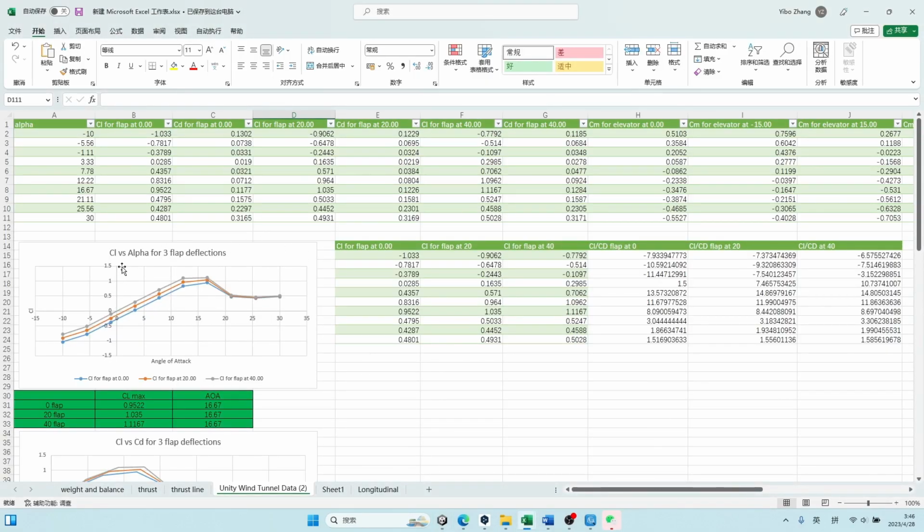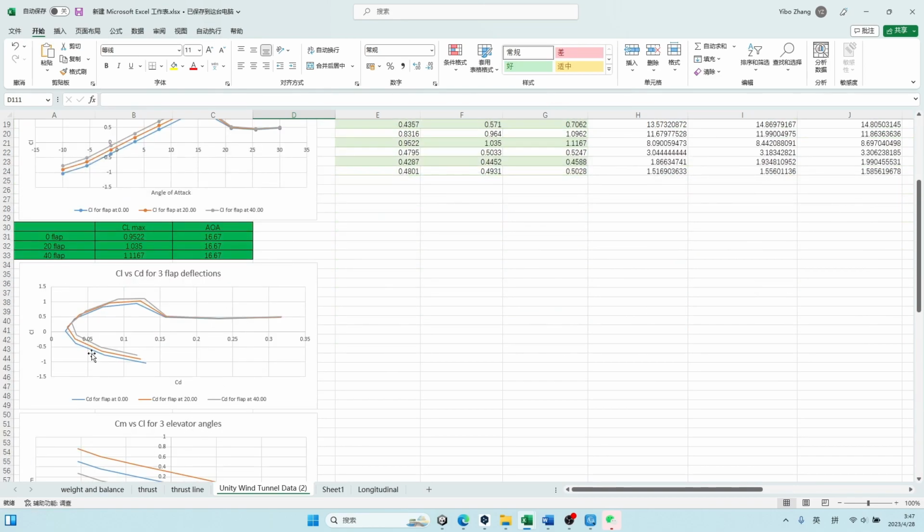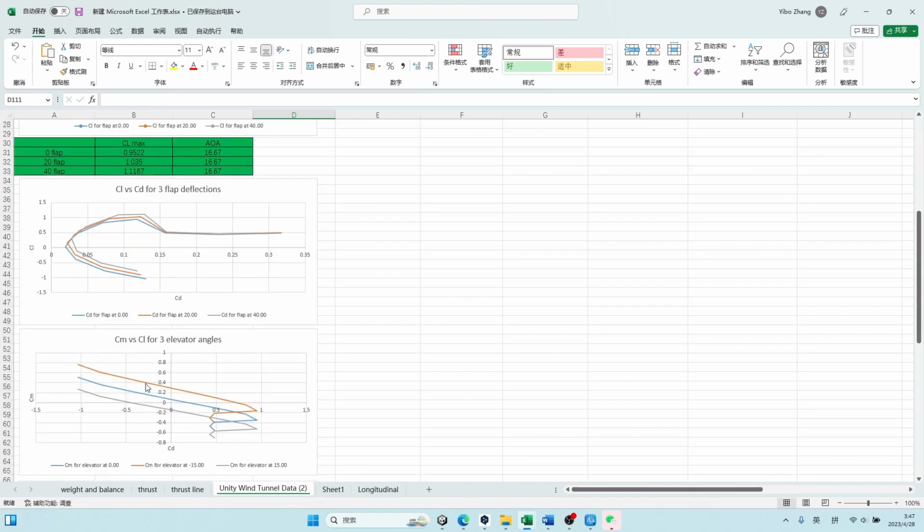The first plot is CL versus alpha for three flap deflections. At 0 flap, the CL max is 0.9522, 20 flap is 1.035, and 40 flap is 1.1167. All the CL max occur at 16.67 degrees. Okay, the second plot is CL versus CD for three flap deflections.